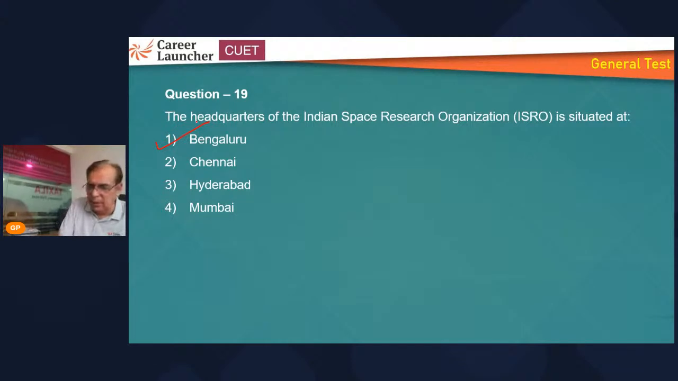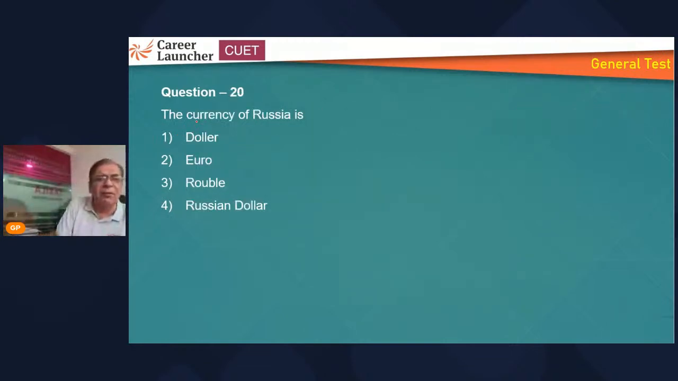19, also done. So one of the things you will notice is शुरू में कई बार दिखेगा आंसर नहीं आ रहे, फिर एक लाइन से आ जाएंगे आंसर्स. करेंसी ऑफ रशिया, I am sure everyone knows, rubles. 20 done.